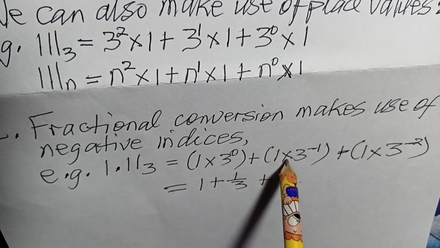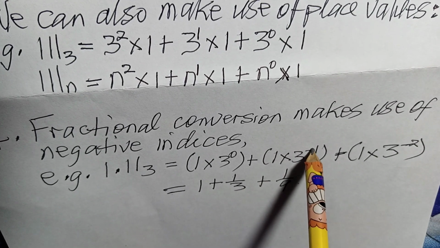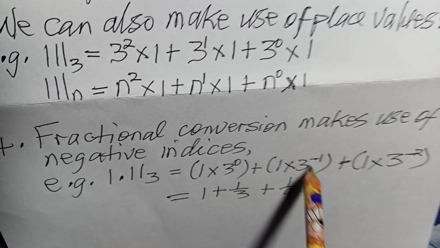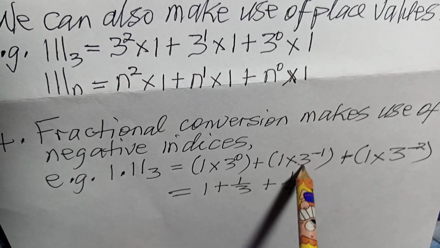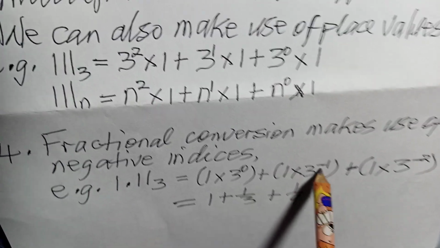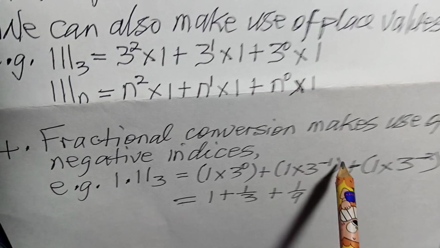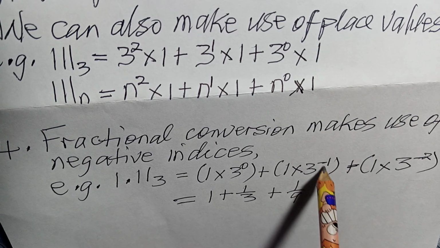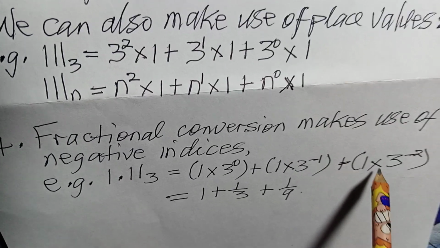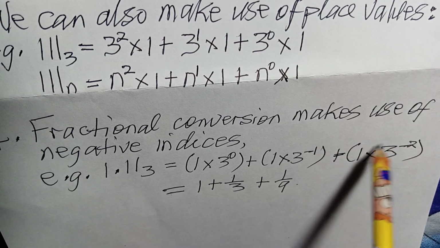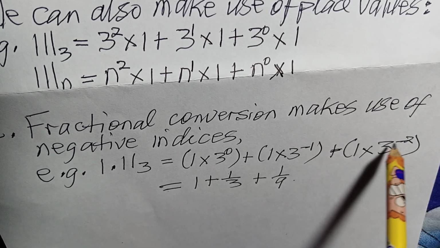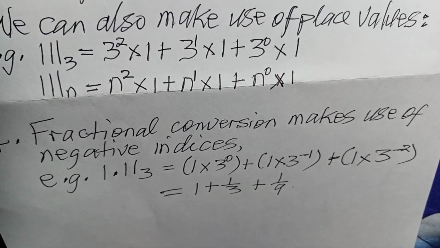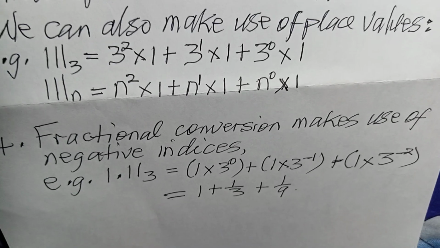We put the power number here. We have 3 raised to power minus 1. Then we start from the left and we go to the right. We start with 3 raised to power minus 1. Then we go to the next. We now write on top of that 3, minus 2. If it's more than that, it becomes minus 3, more than that, minus 4, and so on.